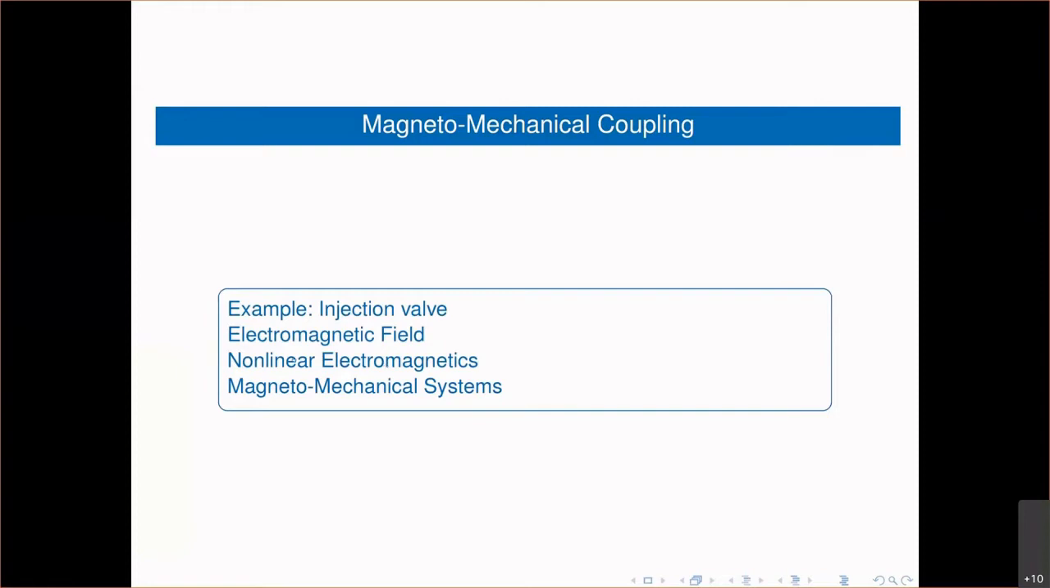And then we will go into detail concerning the coupling terms. As already told, we have coupling terms. The one is clearly the electromagnetic force. So we have Lorentz forces, so current carrying conductors in the magnetic field, but also pole forces, especially, for example, we have in the injection valve when there is a change in the magnetic permeability.